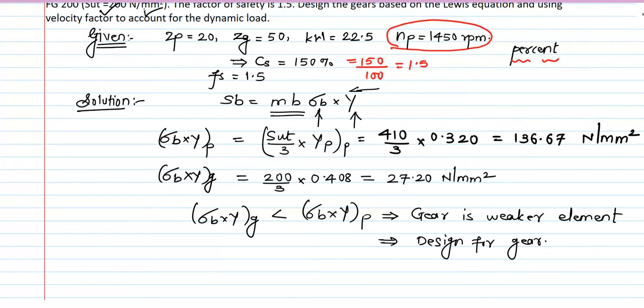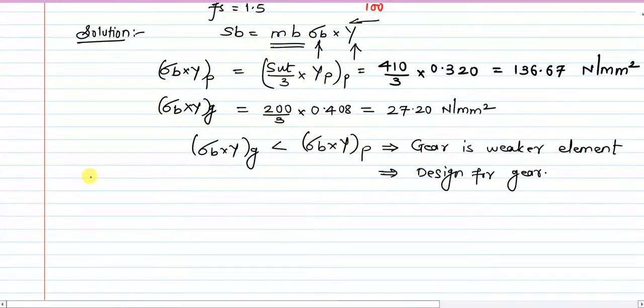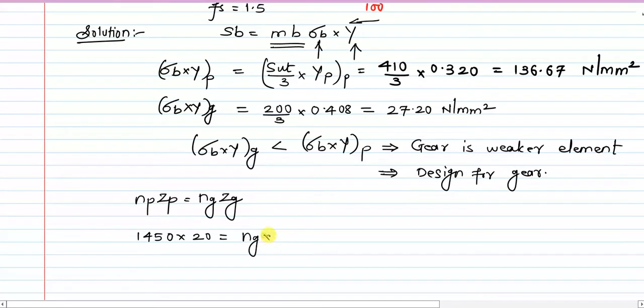Now we also need to find out the speed at which the gear will rotate. As we know, NP into ZP is equal to NG into ZG. So NP is 1450, ZP, which is already given to us, is 20. So that is equal to speed of gear multiplied by 50, the number of teeth on gear. When we evaluate this, we get the speed at which the gear rotates. It is equal to 580 RPM.